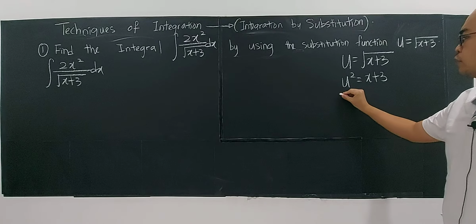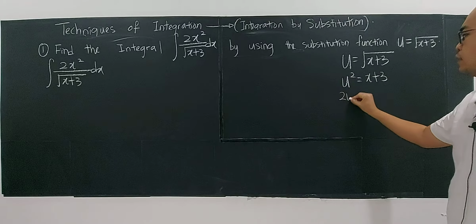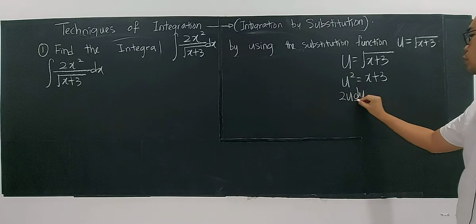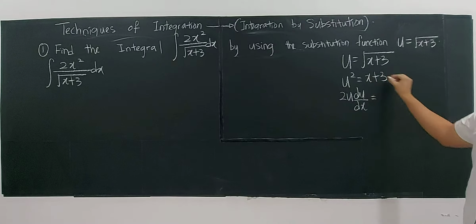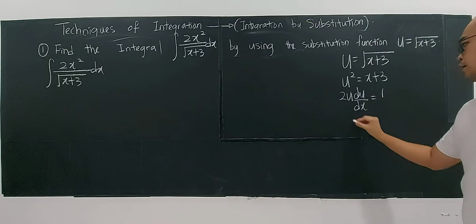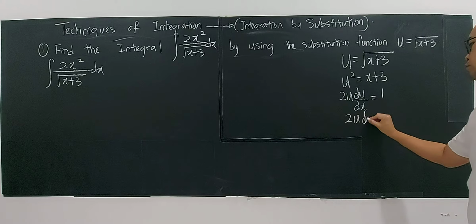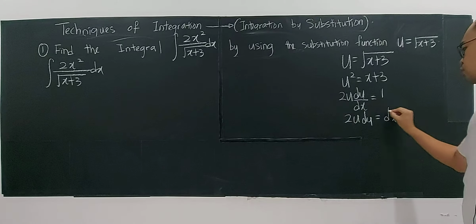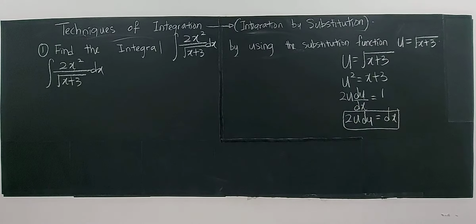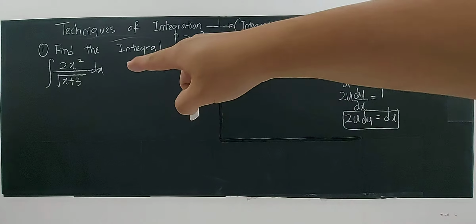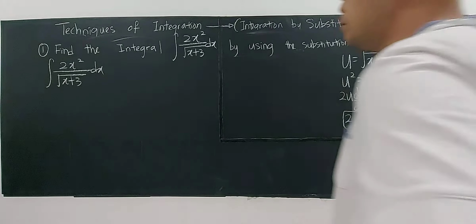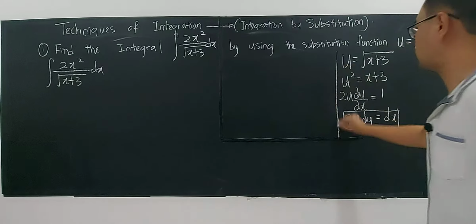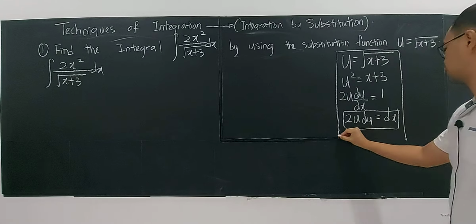For me, I prefer this as I differentiate implicitly. I have 2u du over dx equals, differentiating x plus 3, I have 1, right? So 2u du, and this one crosses over there to become dx. So I find that dx is 2u du. Alright, dx is 2u du. So now I start replacing everything by using all the information here.